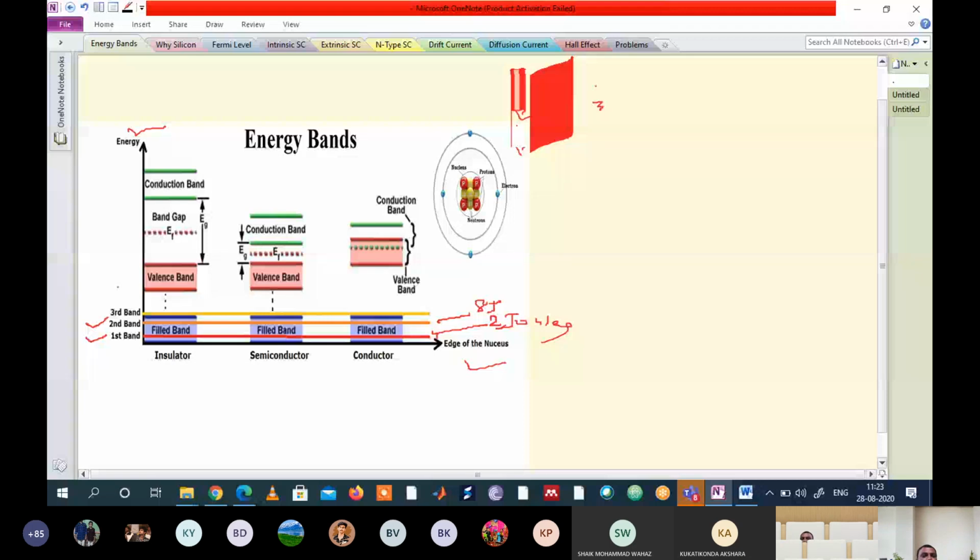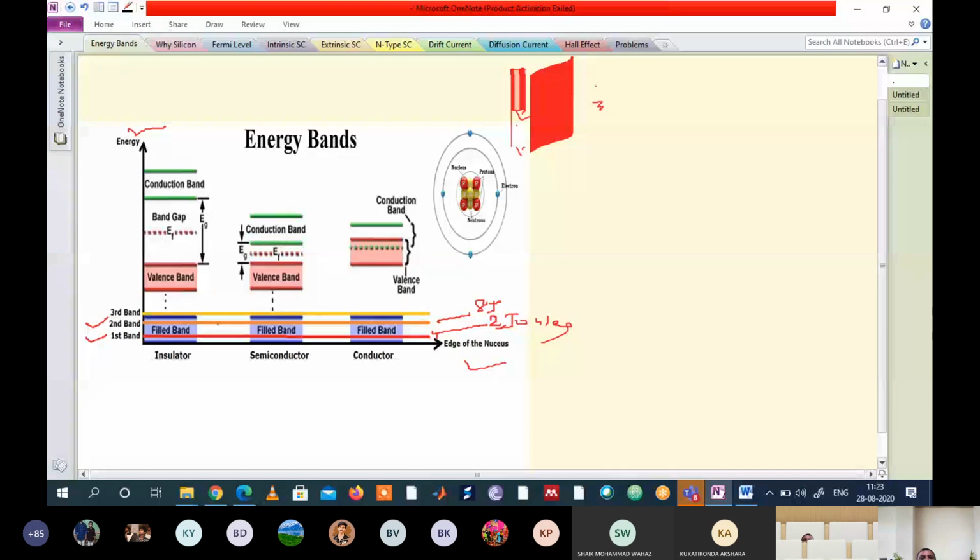18 joules, because 18 electrons are present in the third orbit. How can you find how many electrons are present in a respective orbit? With the help of a formula called 2n square, which we learned in the last class, where n is equal to the number of the orbit.